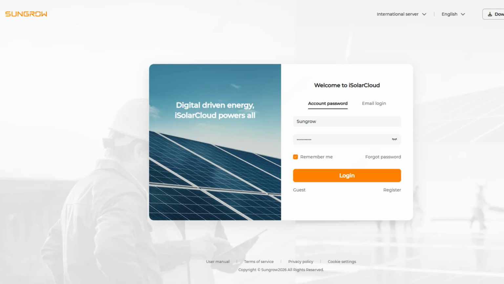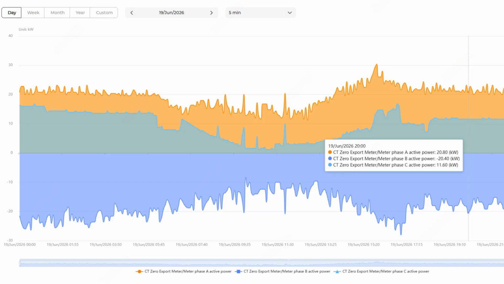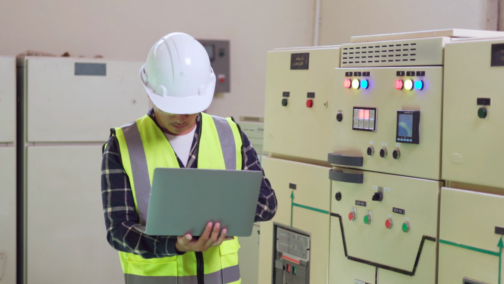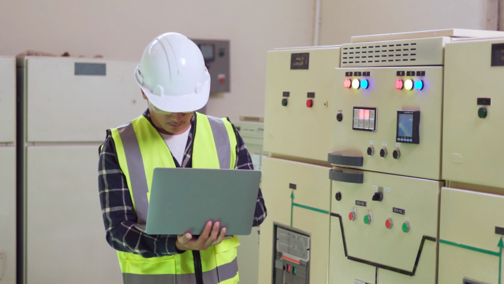For example, if you review the historical data during non-generation hours, such as at night, when the solar system is not producing any power, you may notice that one of the phases still shows a negative active power value. In this case, phase B is showing a negative reading, which is a strong indication that the CT polarity may be reversed. Always ensure the CT polarity is installed correctly before performing any zero export troubleshooting.